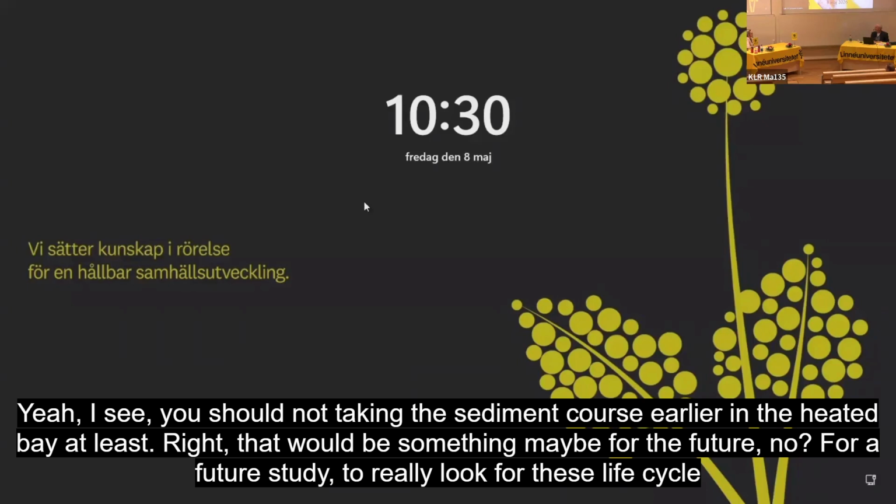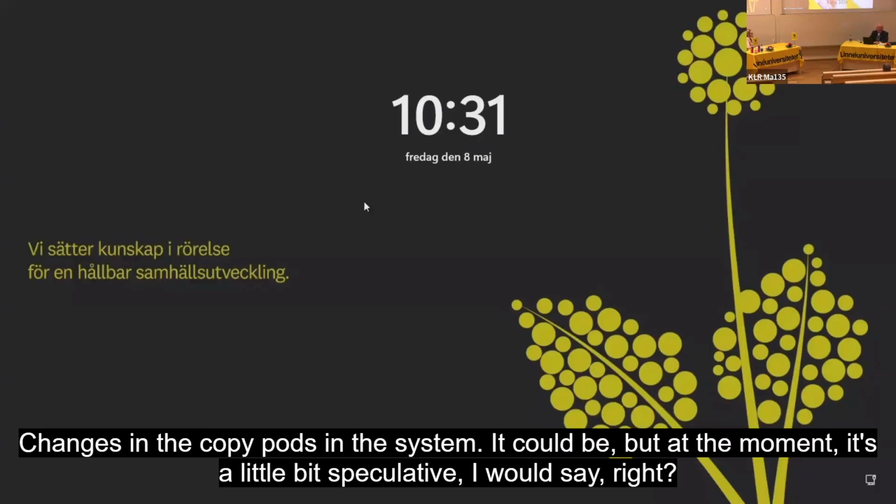You should have taken the sediment cores earlier, in the heated bay at least. Right, that would be something for a future study, to really look for these life cycle changes in the copepods in the system. It could be, but at the moment it's a little bit speculative, I would say.